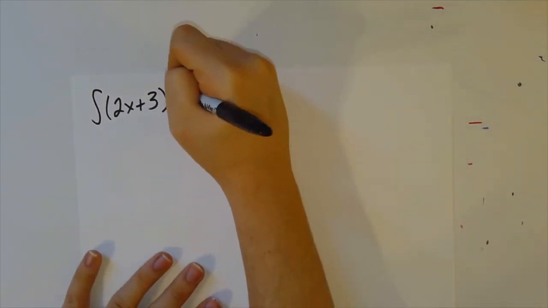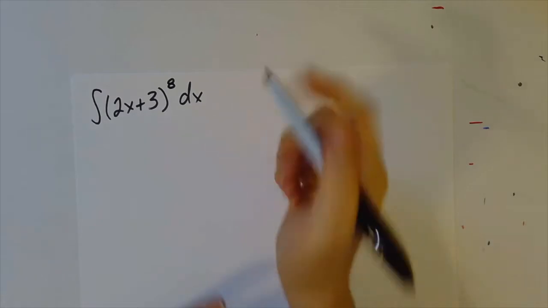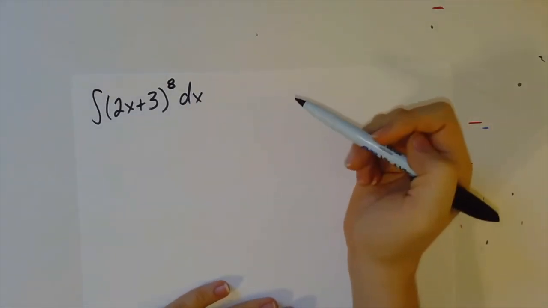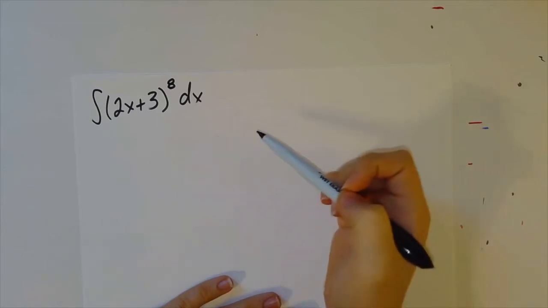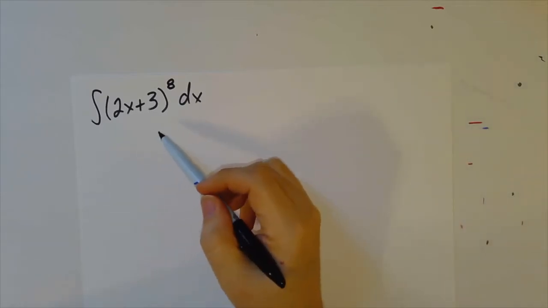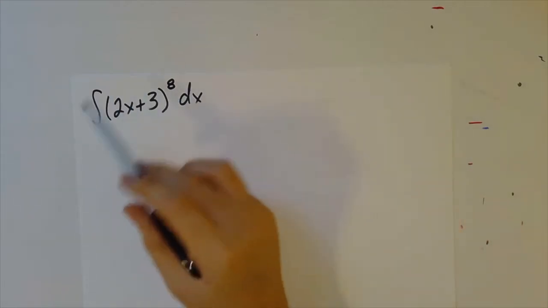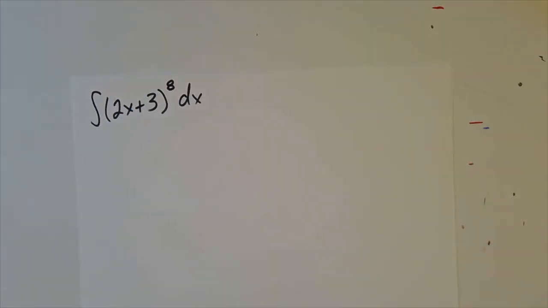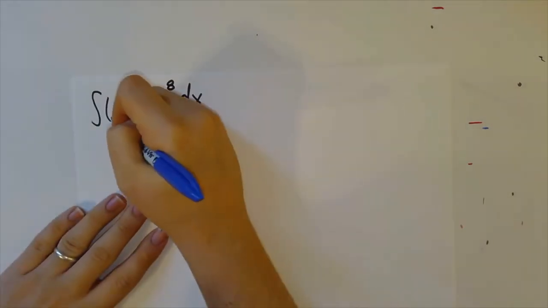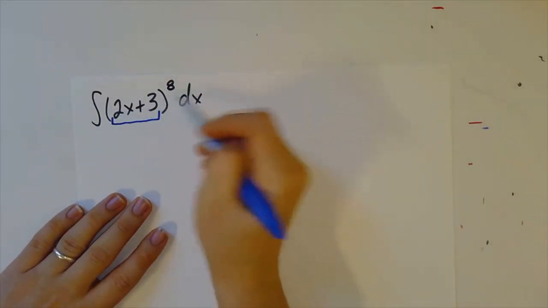But I'm actually going to change this question a little bit. I'm going to make that 3 into an 8. So you could do the same thing, writing this as 2x plus 3 times 2x plus 3 times 2x plus 3, and so on. But that's going to get awfully unpleasant to multiply out. So instead of trying to multiply all of this out, we can use u-substitution. We can notice there's a function here that's inside another function. Namely, there's this 2x plus 3 that's living inside of something raised to the 8th power.